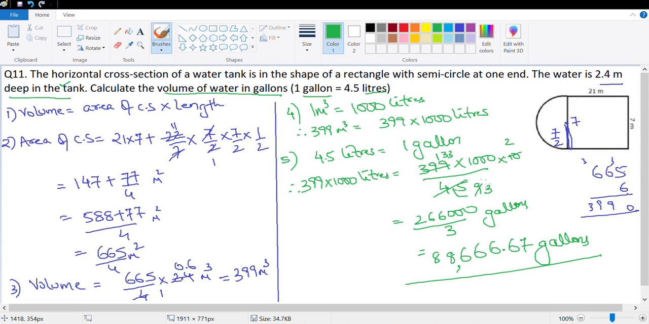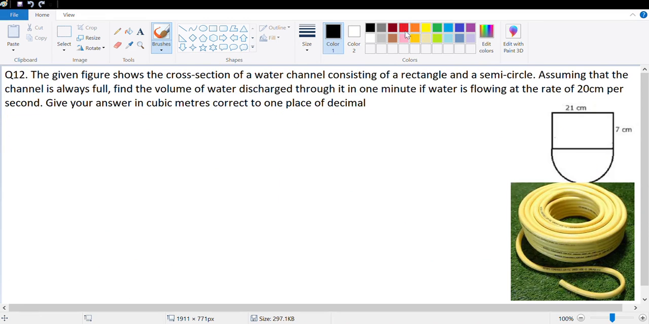The next question that we do is question number 12. Let me just open that file. Here, it says figure shows cross section of a water channel consisting of a rectangle and a semicircle. Again, a similar question. So this length is 21, which means the radius is 21 upon 2. Assume that the channel is always full. Find the volume of water discharged through it in 1 minute if water is flowing at a rate of 20 centimeter per second. Now, what does it mean?